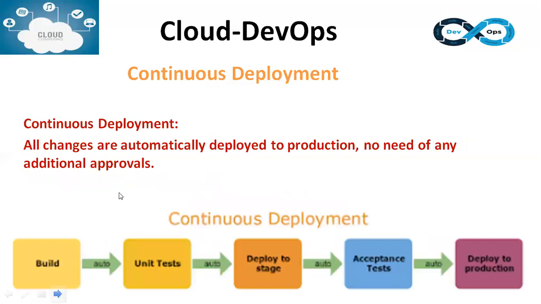And there is a very minor difference between continuous delivery and deployment. Continuous deployment means we have achieved all of these things. We are 100% sure that there will be no issues and no bugs will be identified. That is why we don't require any approvals. We don't need anyone's interference after the acceptance test. It will automatically deploy into production. That is continuous deployment.